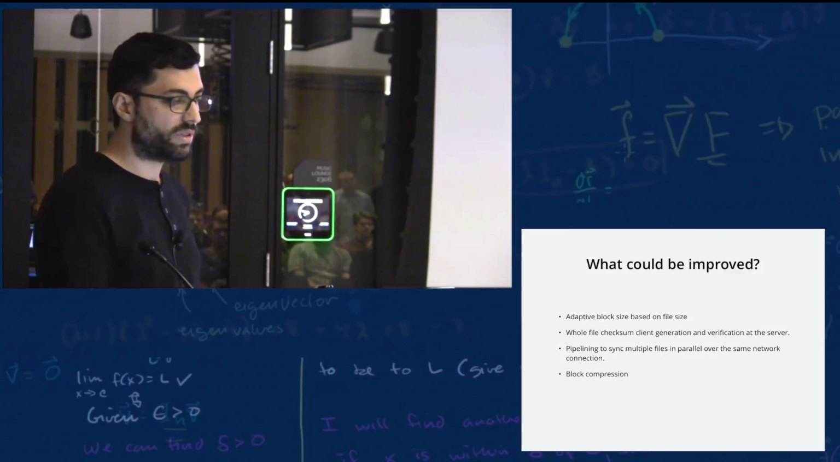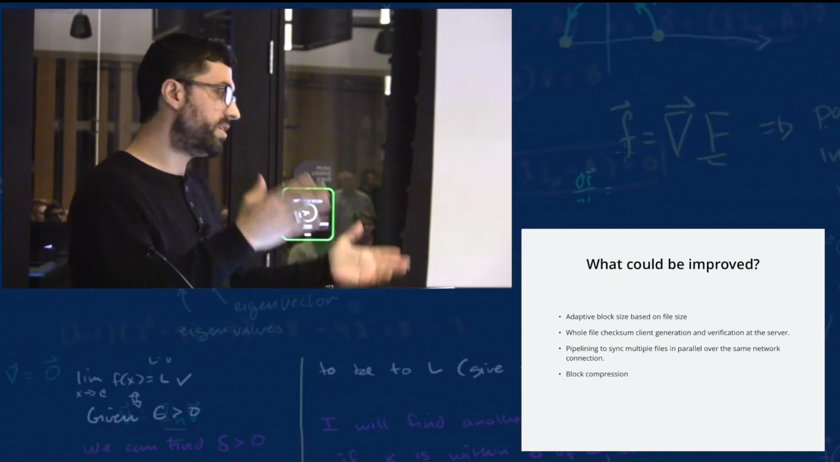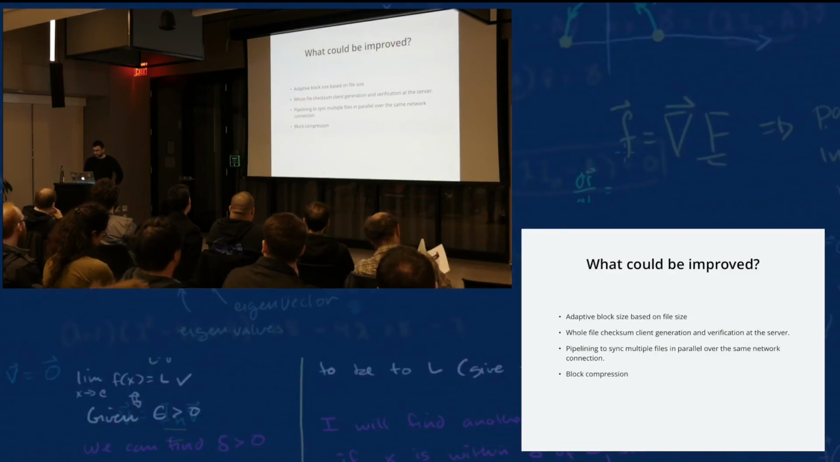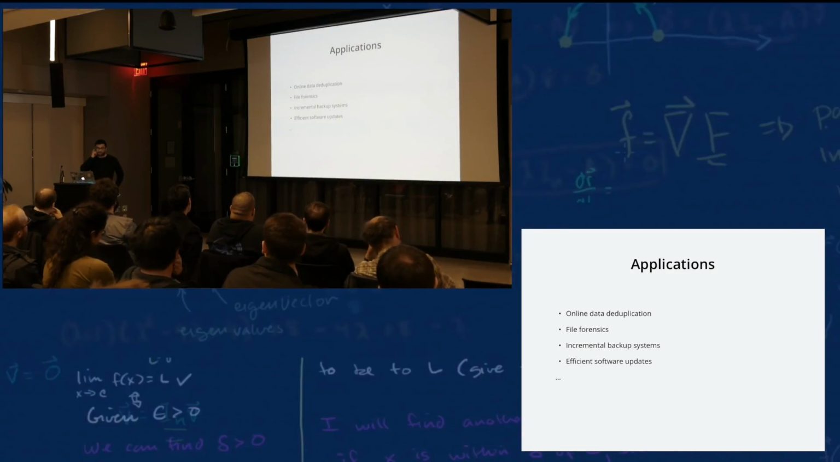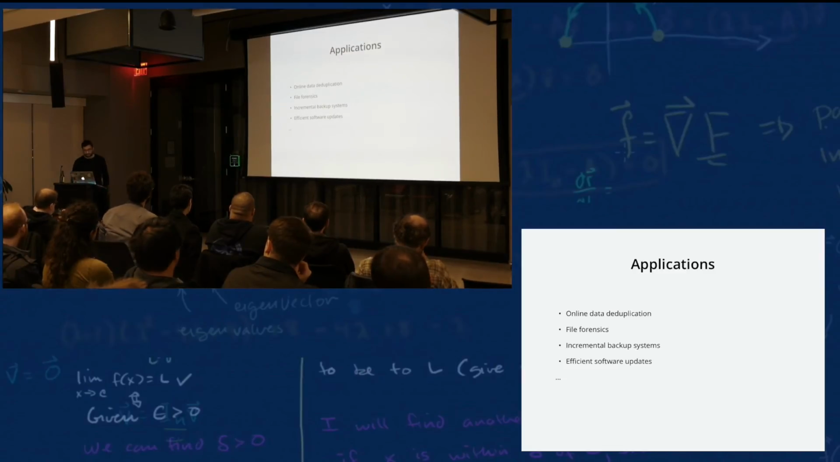And you could also optimize more by compressing the blocks or the entire transmission. There are more applications for the Rsync algorithm or the techniques used underneath it, like online data deduplication, file forensics, incremental backup systems, and efficient software updates.